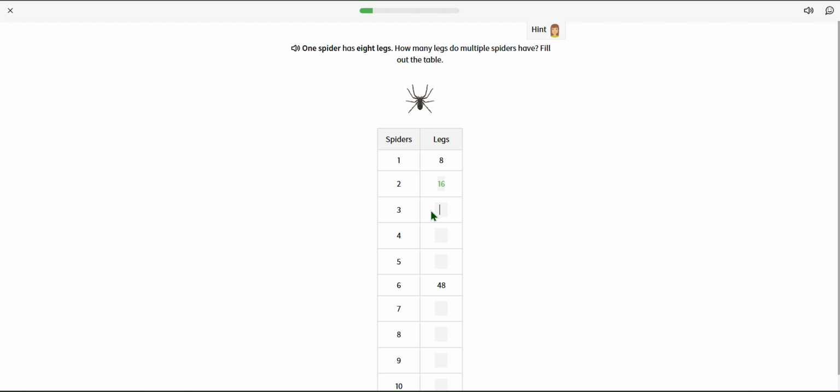3 spiders have 24 legs. 4 spiders have 32. 5 have 40. Then I want you to see a pattern.